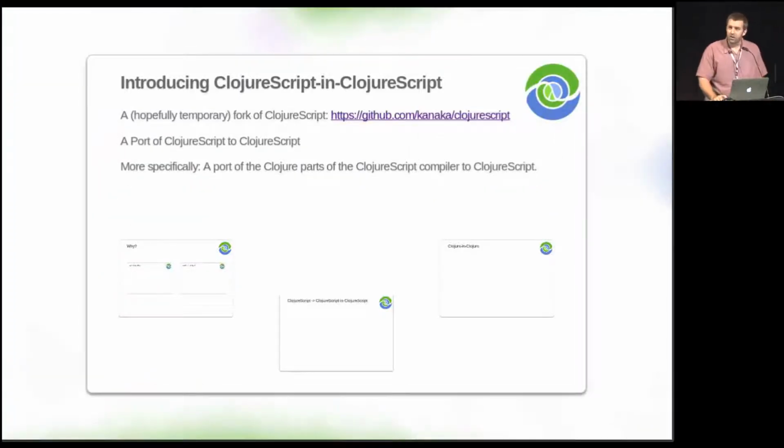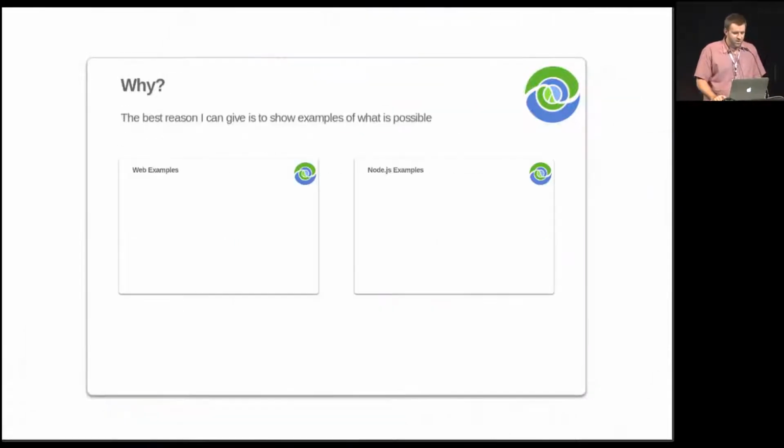We're here to talk about ClojureScript in ClojureScript. ClojureScript in ClojureScript is a fork of ClojureScript. It is a port of ClojureScript to ClojureScript. More specifically, it's a port of the Clojure parts and the Java parts of the ClojureScript compiler to ClojureScript. So the question is why? Why would you want to do that? I think the best reason I can give is to show some examples of what's possible.